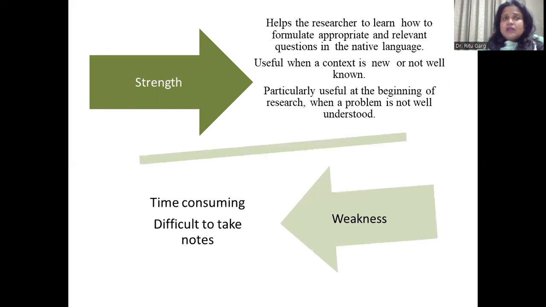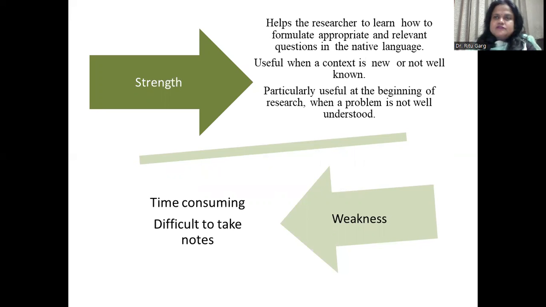So what are the strengths of this type of qualitative research method? Number one, they help the researchers learn how to formulate appropriate and relevant questions in the native language. Number two, this type of research method is useful when a context is new or not well known. And third, they are particularly useful at the beginning of the research when a problem is not well understood. There are certain weaknesses about this research method.